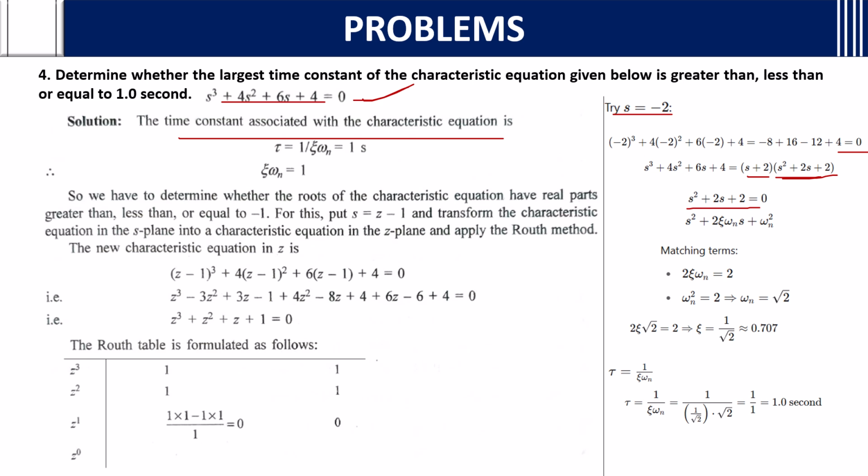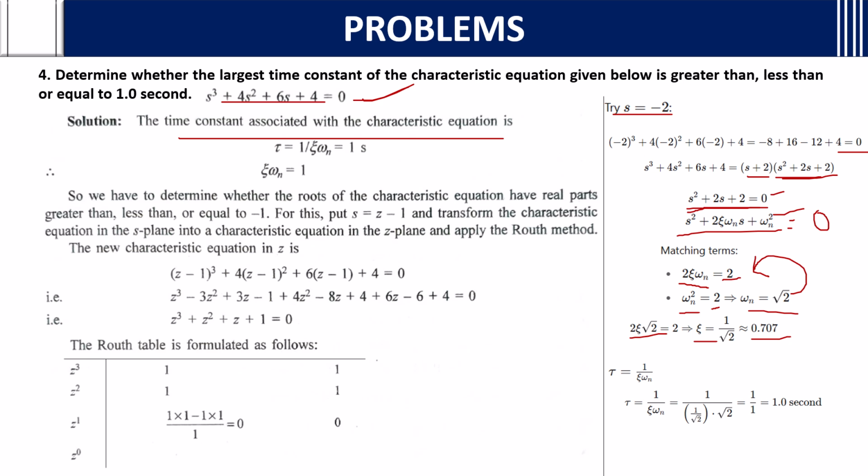Before taking roots, if you compare this s square plus 2s plus 2, it is similar to the second order characteristic equation, s square plus 2 xi omega n s plus omega n square. I did problems on this also. Here 2 xi omega n is compared with 2. The equations look the same. Then omega n square is 2, so omega n will become root 2. So 2 xi root 2 is equal to 2. You substitute omega n into the previous equation, then xi will become 1 by root 2, that is 0.707. You got the xi value.